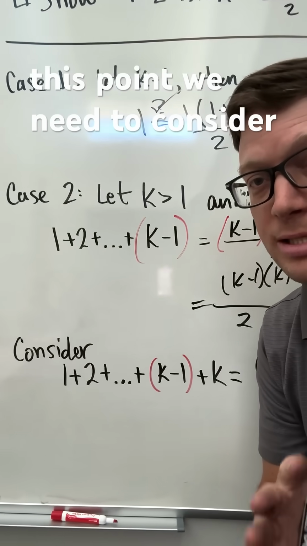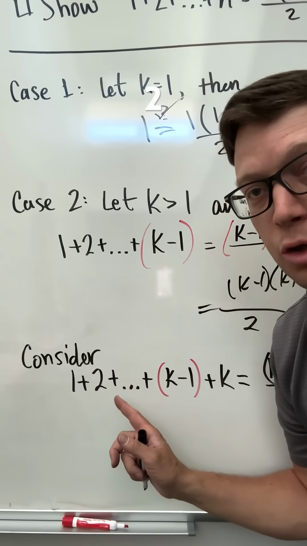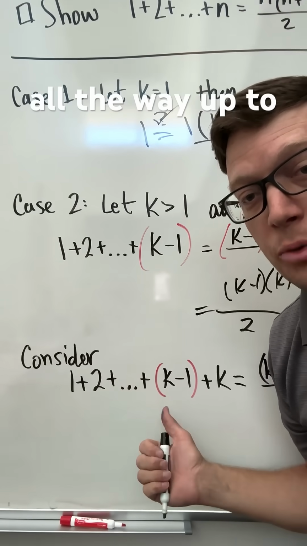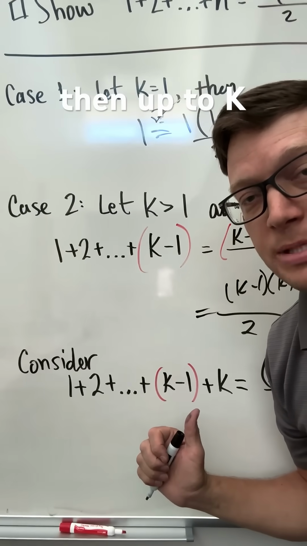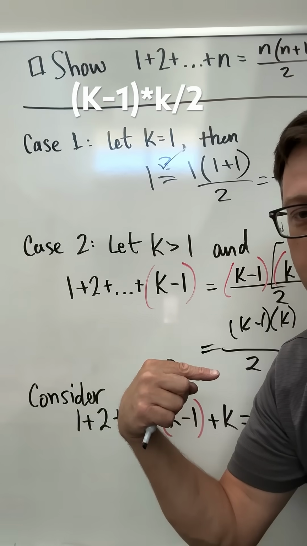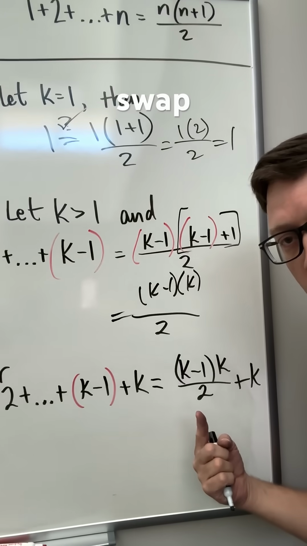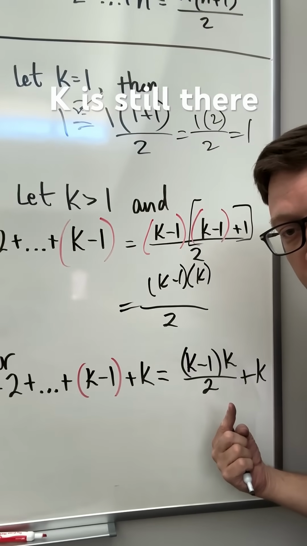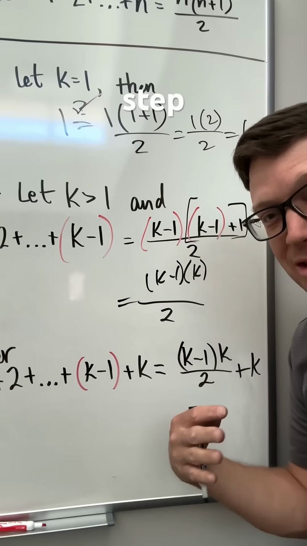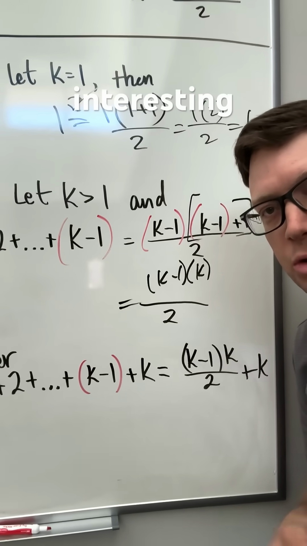At this point, we need to consider what would happen if we did the summation 1 plus 2 plus 3 plus dot dot dot all the way up to k minus 1 and then up to k. But because of this fact right here that k minus 1 times k over 2 is equal to that summation, we're able to just swap it out. The k is still there because that's our induction step. We're pushing towards k. And then if we simplify this, maybe something interesting will happen.